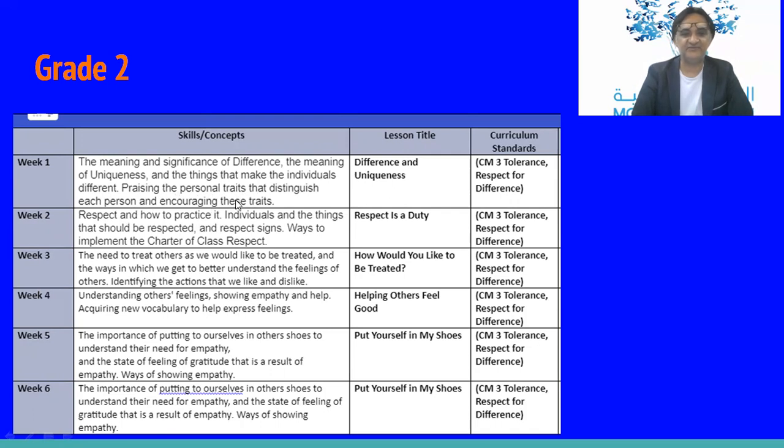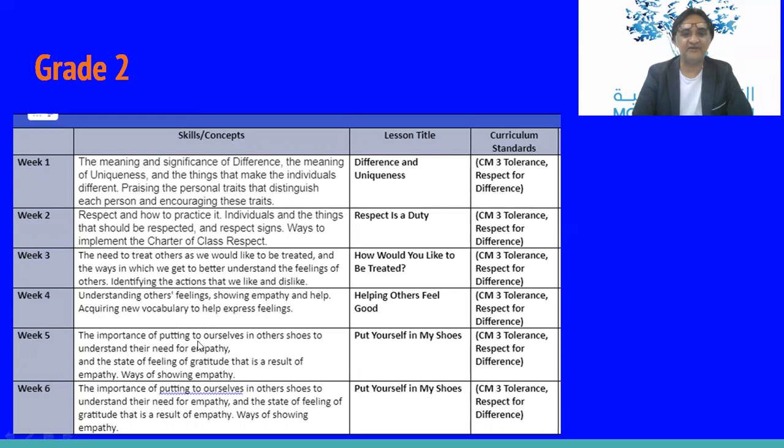From respect is a duty: respect and how to practice it, individuals and the things that should be respected, and respect science, ways to implement the character of respect. How would you like to be treated? The need to treat others the way we would like to be treated, and the ways in which we get to better understand the feelings of others, identifying the actions that we like and dislike, helping others feel good, understanding others' feelings, showing empathy, and acquiring new vocabulary to help express feelings.